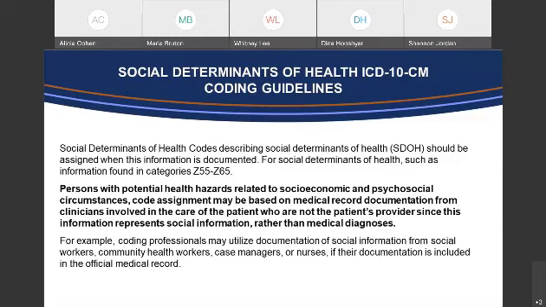potential health hazards related to socio-economical and psychosocial circumstances. Code assignment may be based on medical record documentation from clinicians involved in the care of the patient who are not the patient's provider, since this information represents social information rather than medical diagnosis. So just for example, coding professionals may utilize documentation of social information from social workers, community health workers, case managers, or nurses if their documentation is included in the official record.